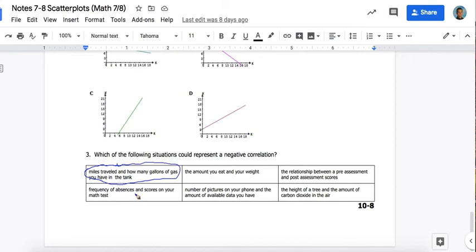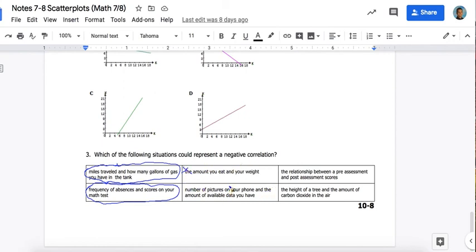Frequency of absences and scores on the math test. So as your absences go up, what might happen to your math score? It would go down. So yes, this would be a negative correlation. One increases, the other decreases. The amount you eat and your weight. Well, the more you eat, the more your weight is going to be. So they're both going to increase. So no, not this one.